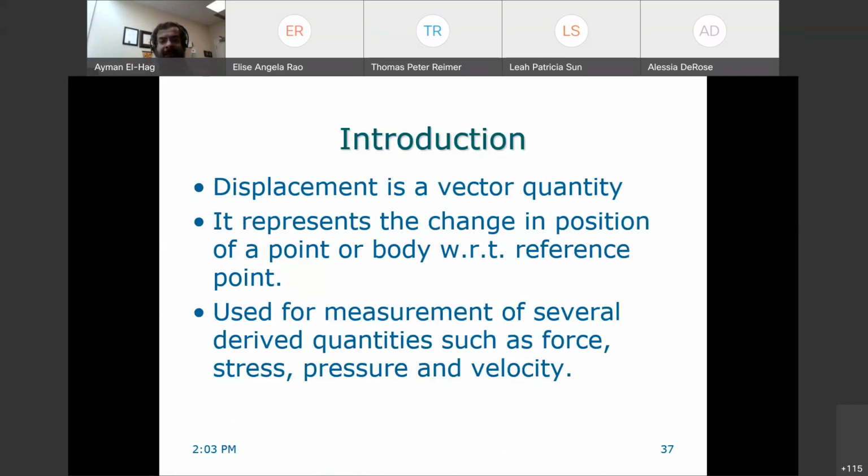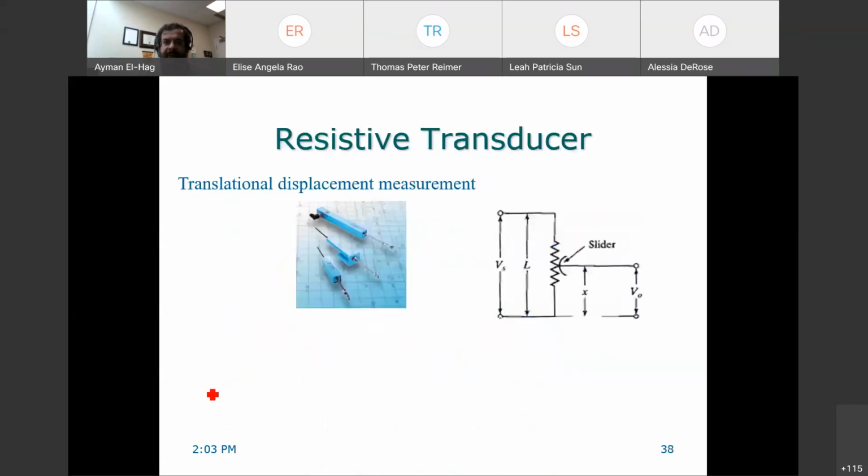So the displacement sensor is used widely by mechatronics engineers, mechanical engineers, as well as civil engineers. For us, we are more interested in the stress, how to convert this into a stress. How do they look like? This is the resistive transducer here, and there are two different types.